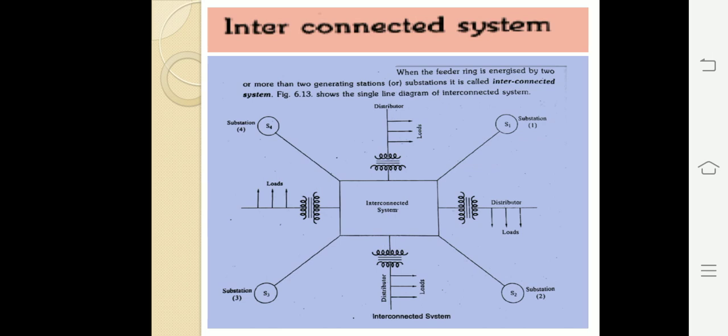Alright. So, what are the advantages? It increases the service stability. Second, the efficiency of the system is more, and any area fed from one generating station during peak load hours can be fed from the other generating stations.